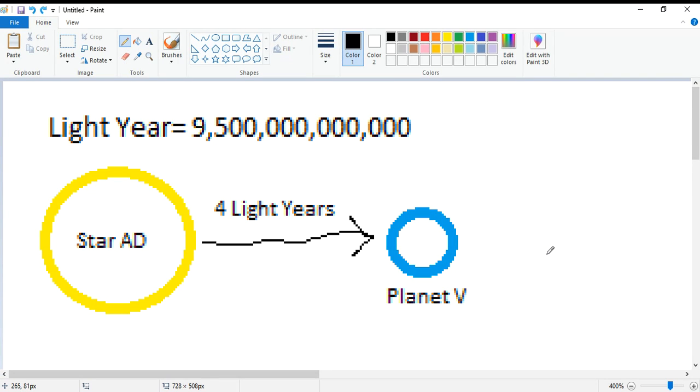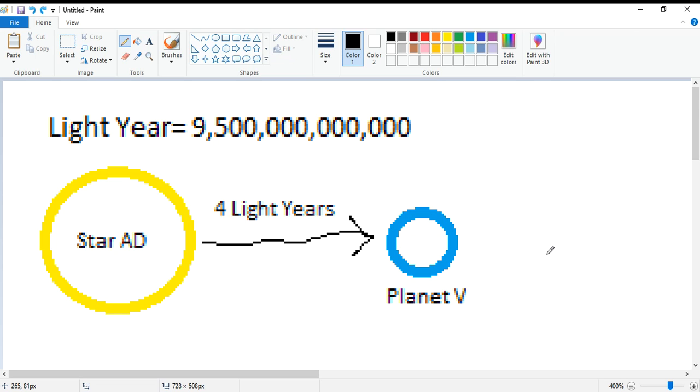When scientists are looking at space, they use light years to measure how far away objects are from each other. This is because of how big space really is. Now, for those of you who don't know, a light year is how far light goes in 1 year.